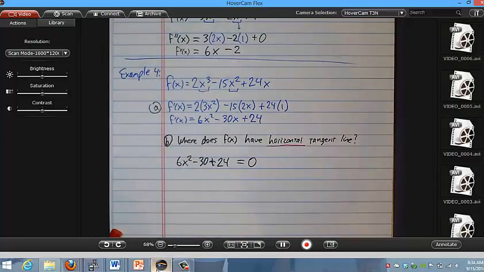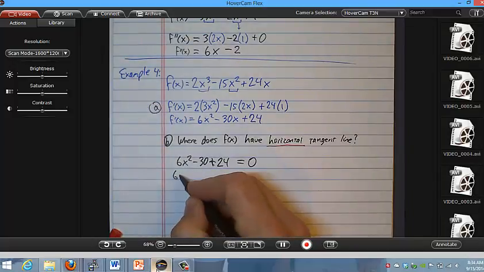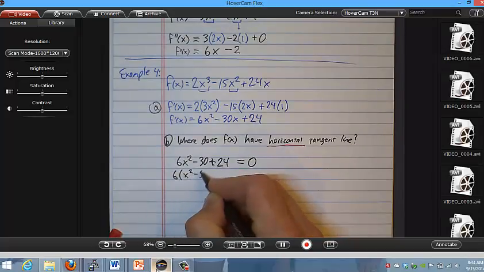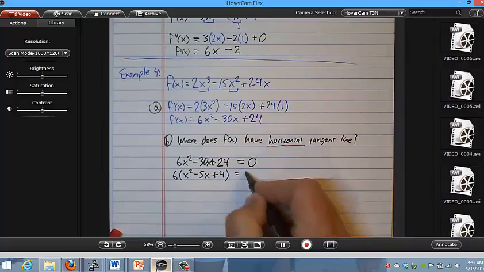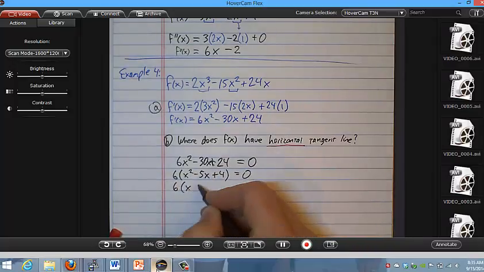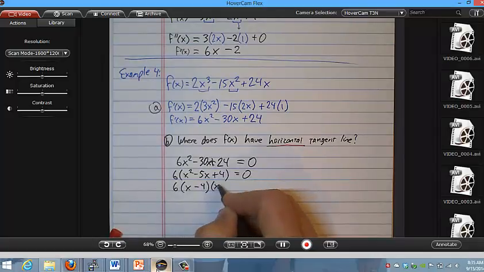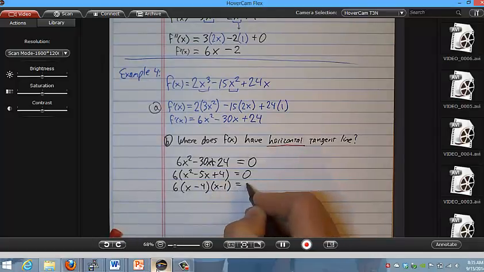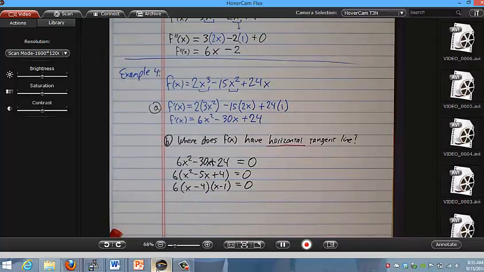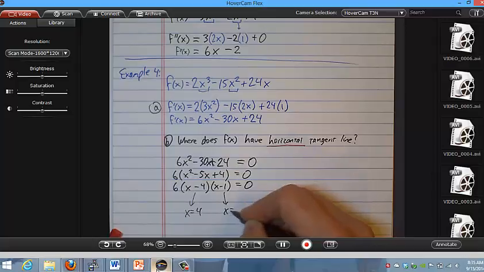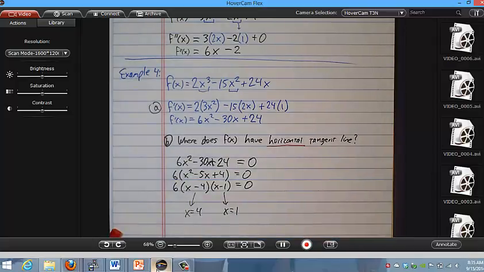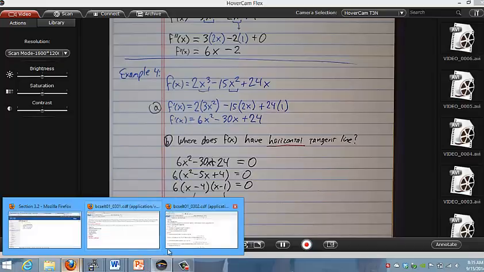So you want to look for the greatest common factor to make it easier for yourself. So we'll take out a 6. x squared minus 5x plus 4. x minus 4 times x minus 1 equals 0, right? So it looks like there's 2 places that this function will have a horizontal tangent line. It'll have it at x equals 4. It'll also have it at x equals 1.